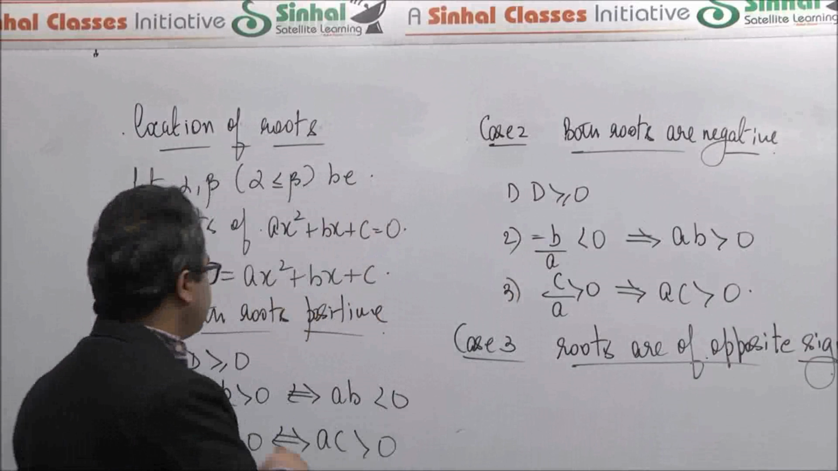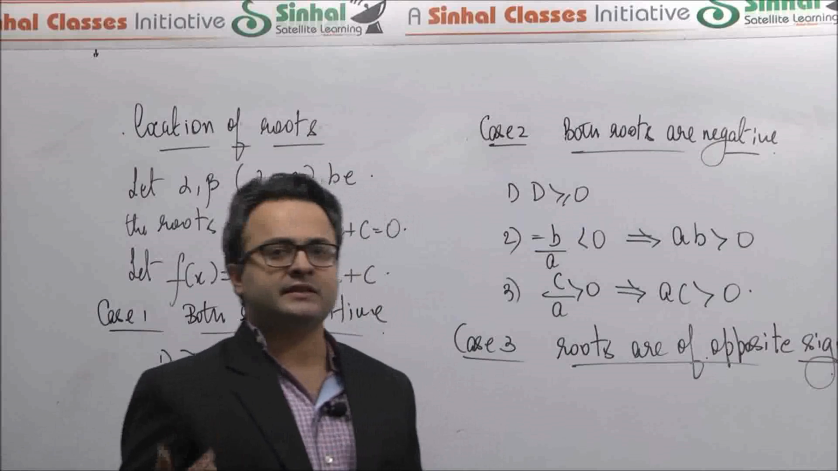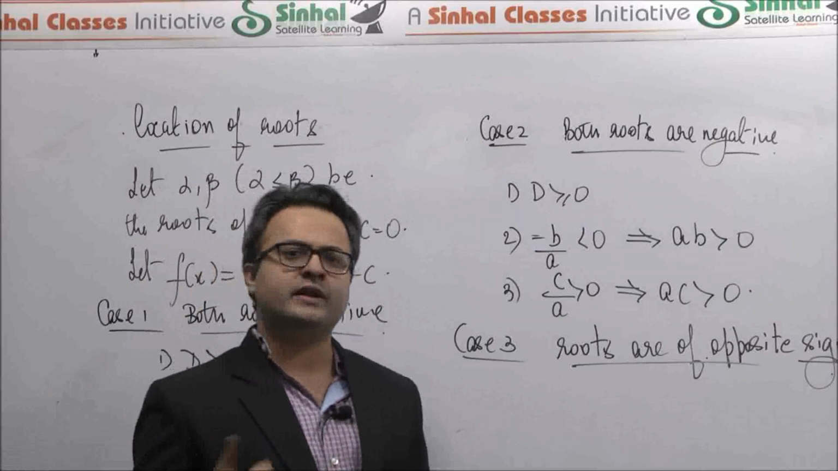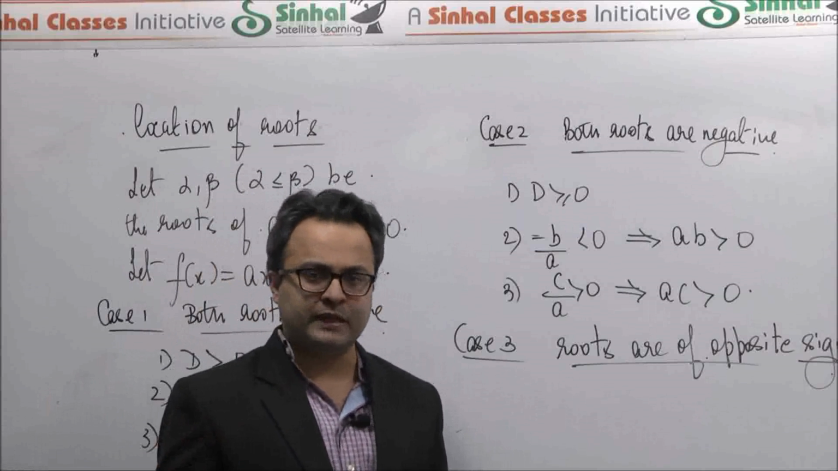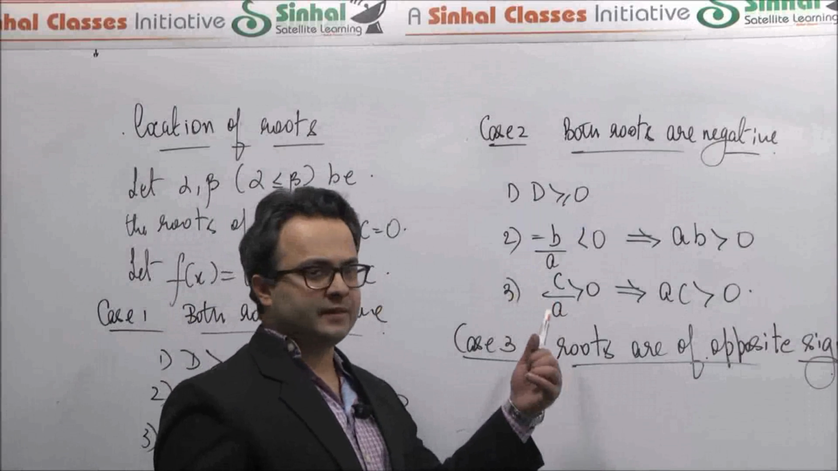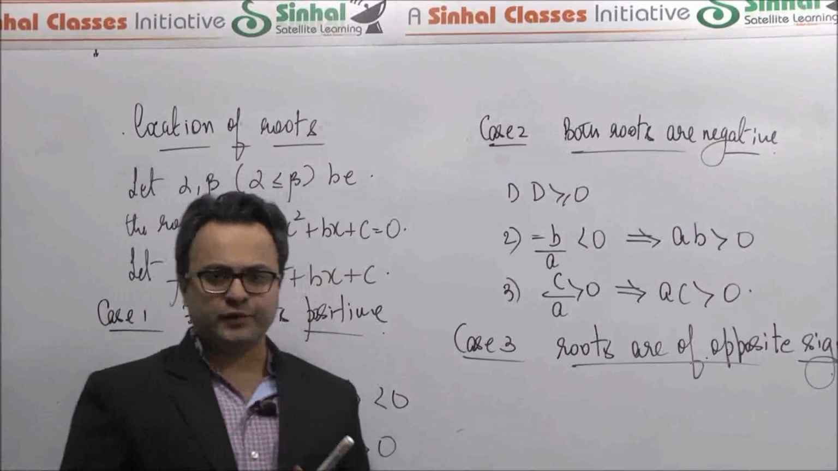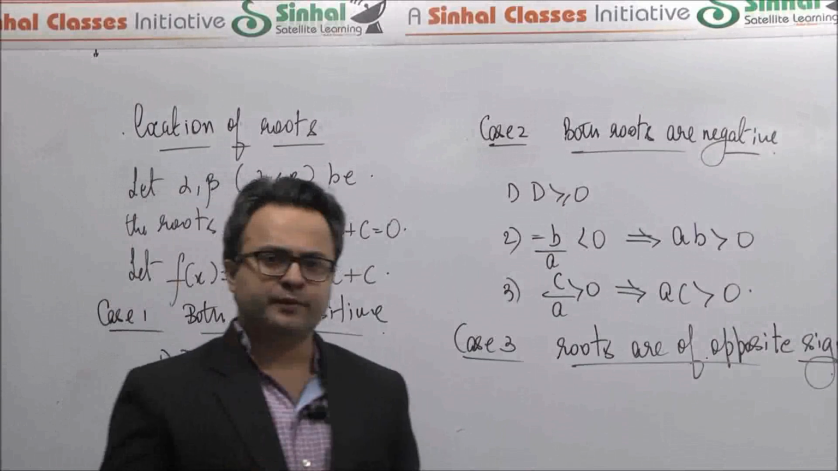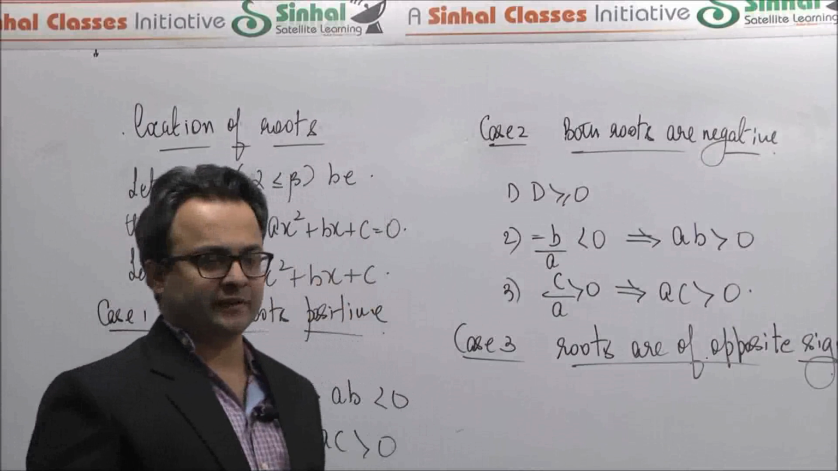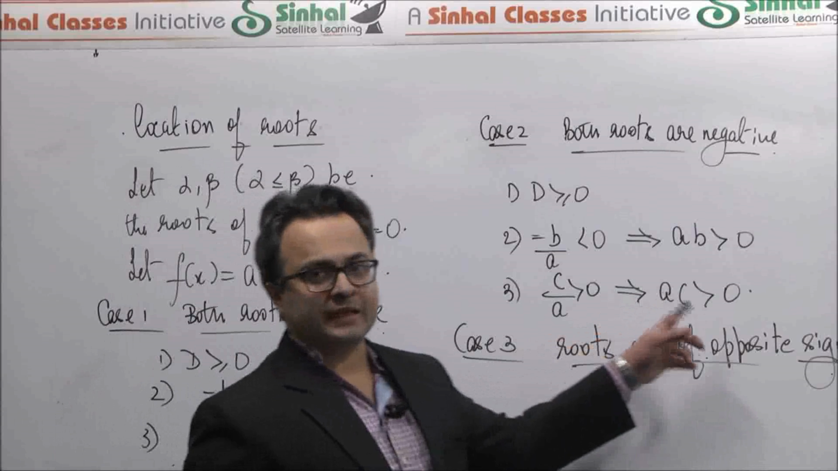Then with regards to the sum of the roots, you really can't say anything. If one root is positive and one root is negative, the sum of the roots can turn out to be positive, 0 or negative depending upon the relative magnitudes of the two roots. So we can't really say anything about the second condition. But the third condition now obviously is straightforward. Since one root is positive and one root is negative, the product of the roots will have to be negative, which effectively is saying that a into c should be negative.